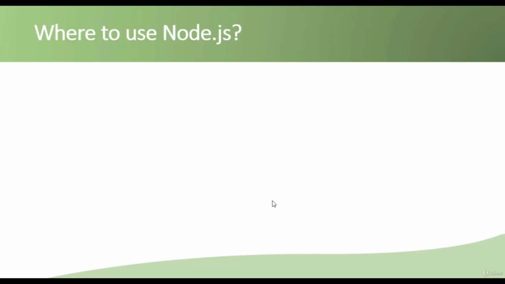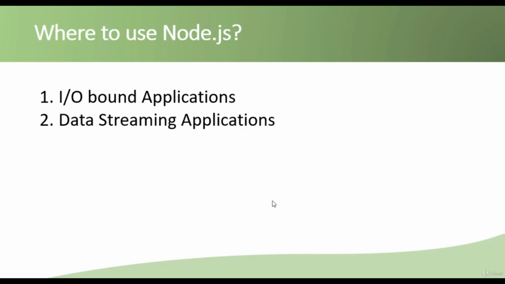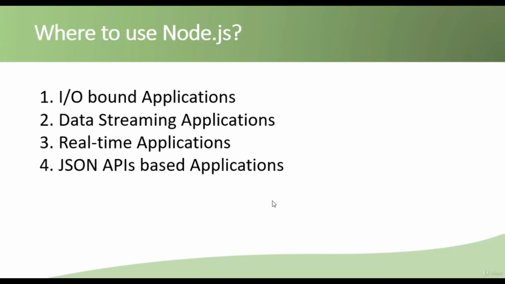Okay, and next, where to use Node.js. First of all, IO bound applications, input output bound applications. Next, data streaming applications like Netflix. Third, real-time applications like chatting applications. I have given the example before. Next is JSON APIs based applications. Now Node.js is one of the best technologies to build APIs.